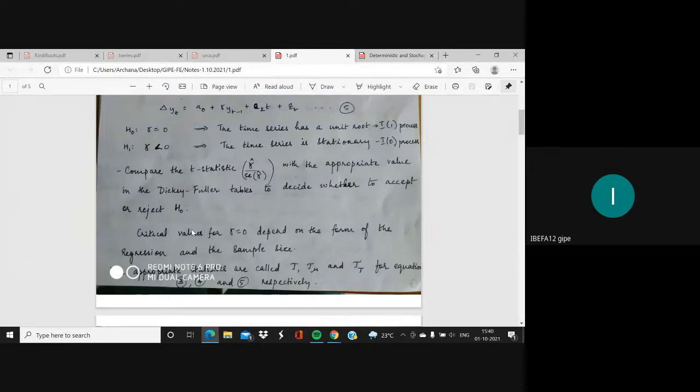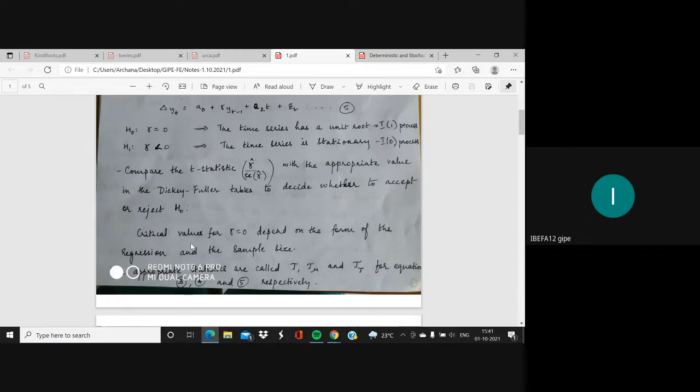Generally, with any software, you will find that the critical values are given. When you run the test, they'll generally give you the critical values with which you can compare the test statistic you've got. Otherwise, in any basic econometrics textbook, in the appendix, you'll generally find the Dickey-Fuller tables.